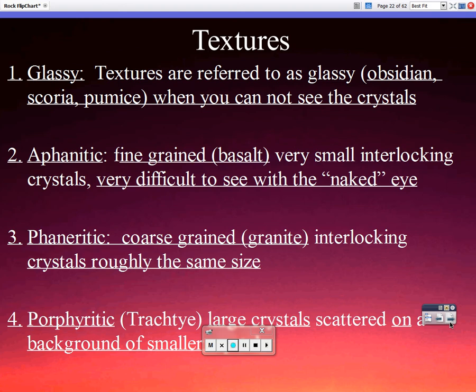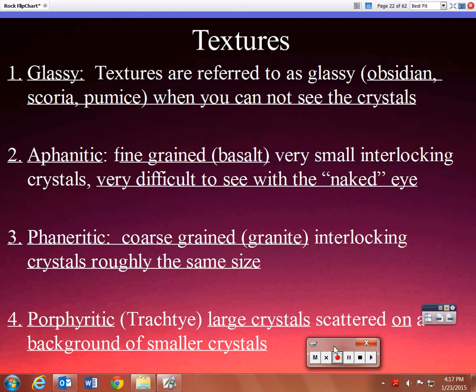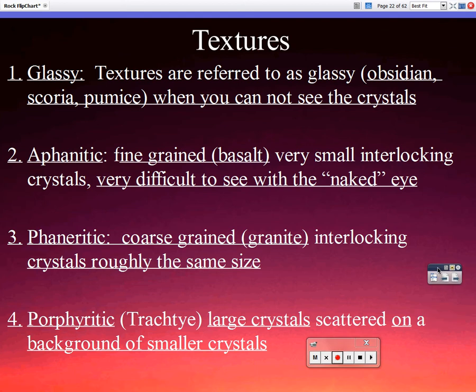Aphanitic is like basalt. It's fine-grained, where you look at the rock and you're like, oh, I think I see some crystals. You can see something, but it isn't like a definite crystal shape. That's aphanitic. Phaneritic is like granite. So think of granite kitchen countertops. These are coarse-grained crystals that are roughly the same size, and they tend to interlock, or they look like they're kind of smushed together. And then we have porphyritic. This is when you have an igneous rock that doesn't appear to have any crystals, and then all of a sudden there's big crystals on it. So it's large crystals scattered on a background of smaller crystals.